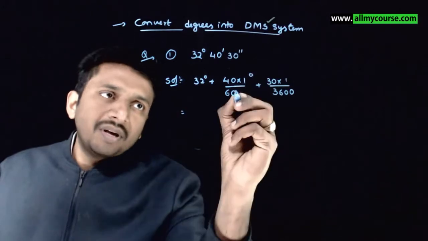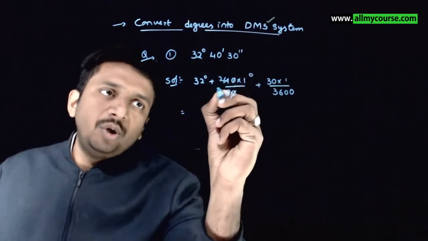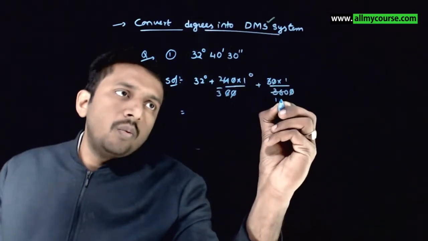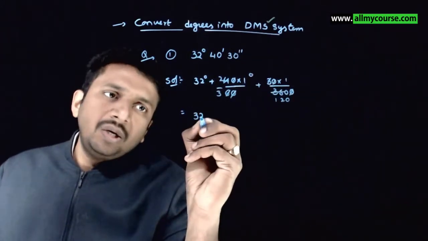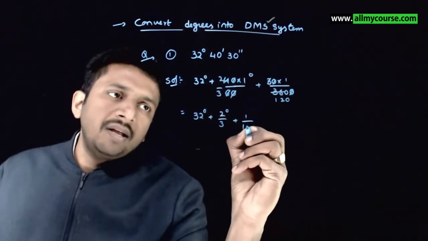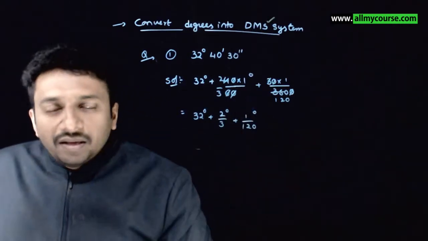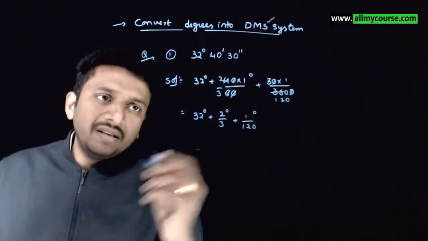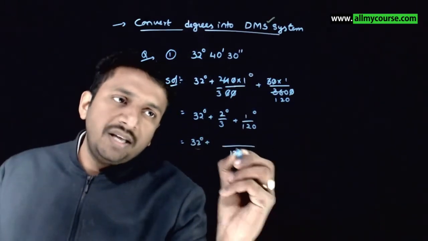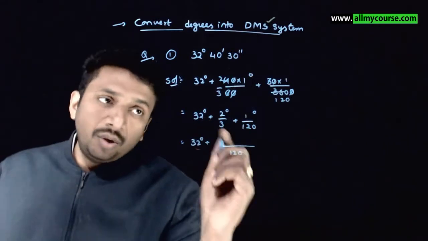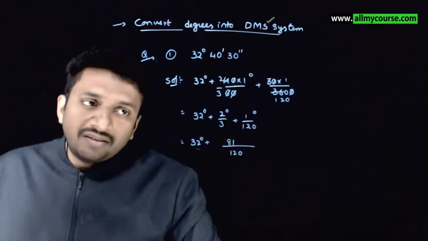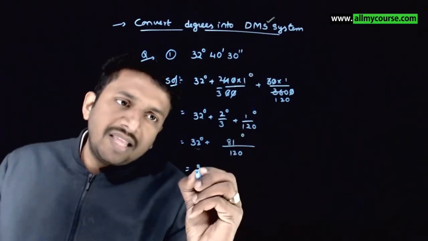So if you cancel this, you have 2/3 of a degree. Here if you cancel it, you have 1/120. So 32 degrees plus 2/3 of a degree plus 1/120th of a degree. You need to add these three. So that is equal to 32 degrees plus, if you take the LCM, you have 120 here. So 80 plus 1 is 81. If you add this, that is 81 out of 120th of a degree.